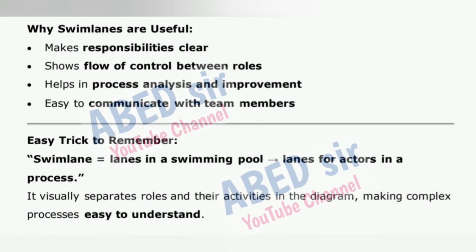to another. Why swim lanes are useful? Makes responsibilities clear. Shows flow of control between roles. Helps in process analysis and improvement. Easy to communicate with team members. Easy trick to remember: swim lane is equal to lanes in a swimming pool, lanes for actors in a process. It visually separates roles and their activities in the diagram, making complex processes easy to understand.